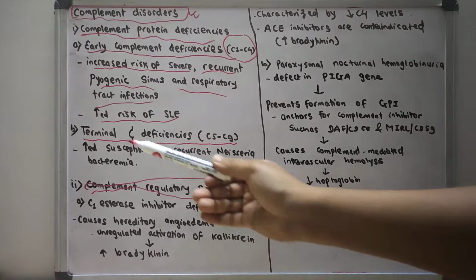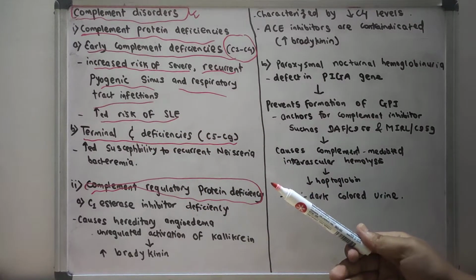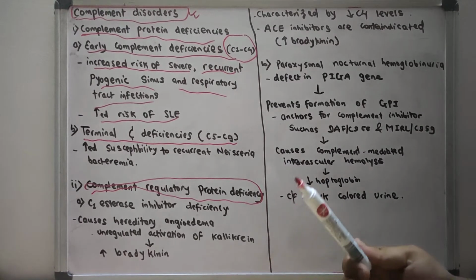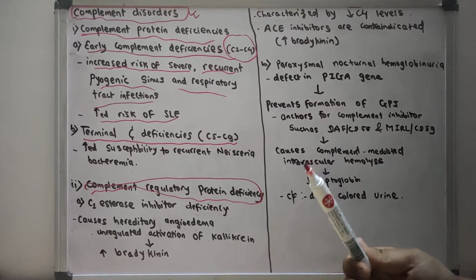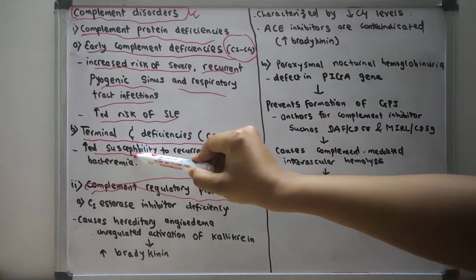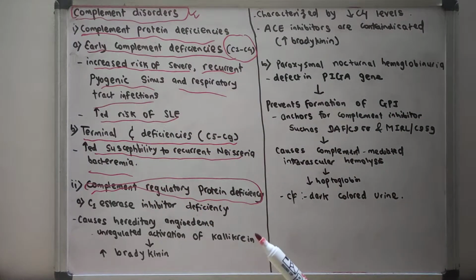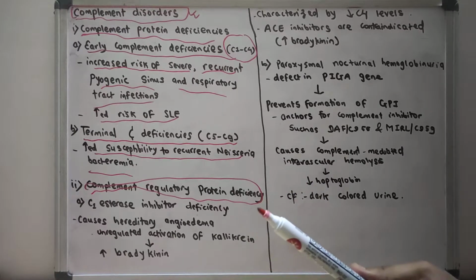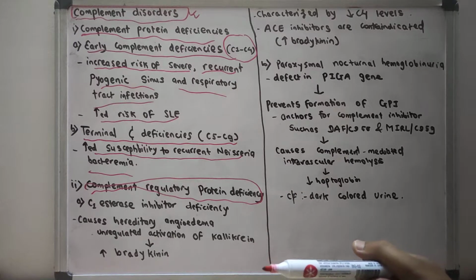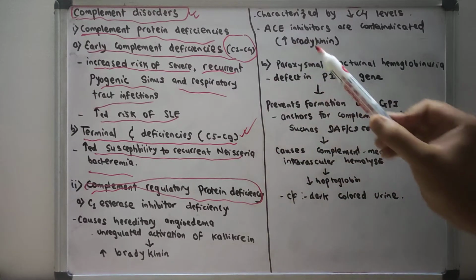Now let us discuss terminal complement deficiency. In terminal complement deficiency, there is deficiency of complement protein 5, complement protein 6, complement protein 7, complement protein 8, and complement protein 9. In this type of terminal complement deficiency, there is increased susceptibility to recurrent Neisseria bacteremia. So if a patient presents with recurrent Neisseria bacteremia, then you should suspect terminal complement deficiency.